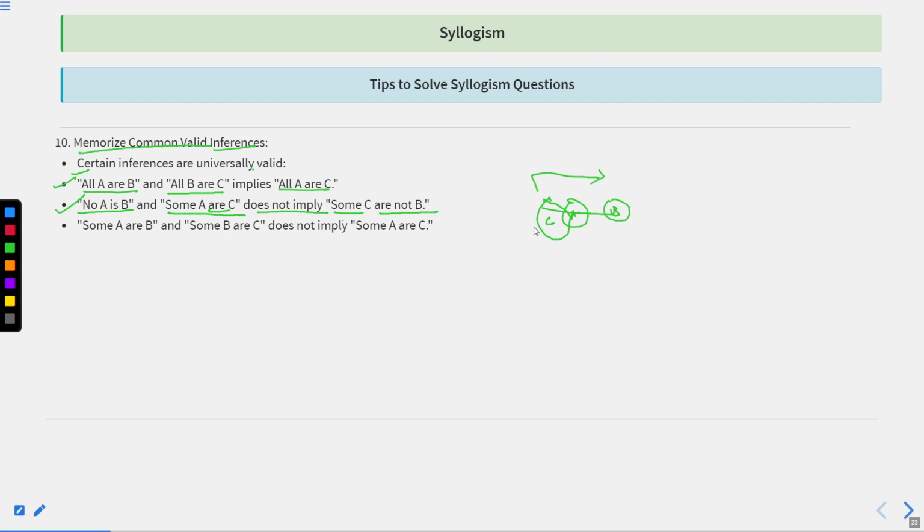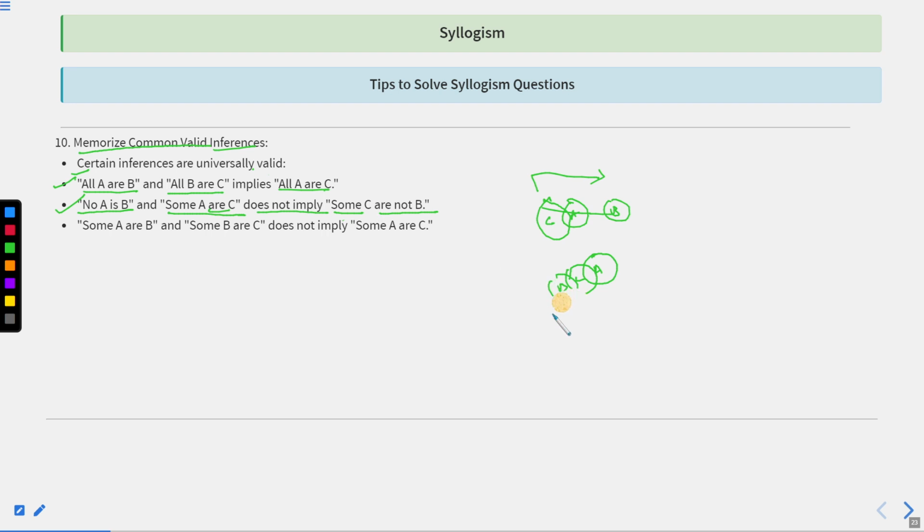You cannot say that some C are not B, because there can be another diagram that could have been in this manner, where this is A, this is C, and this is B. Here also you can see that some A are not B and some A are C. No A is B, some A are C, but there is no direct relation between C and B. Some C are not B, you cannot come to this conclusion, my dear students.